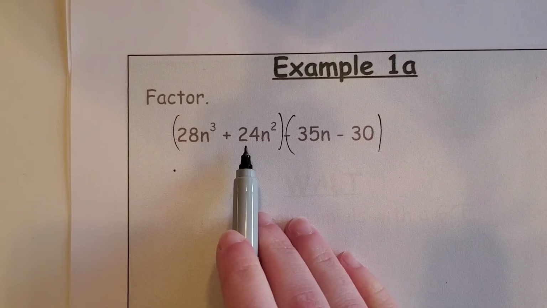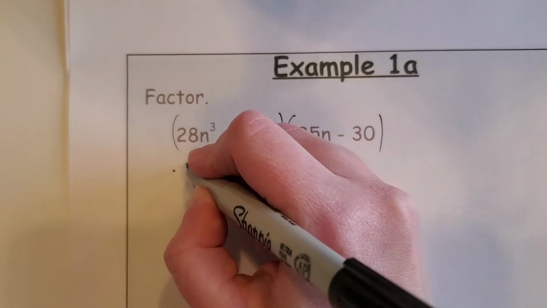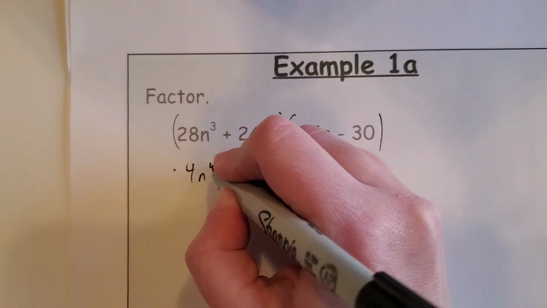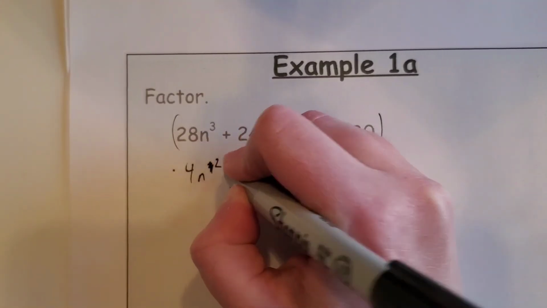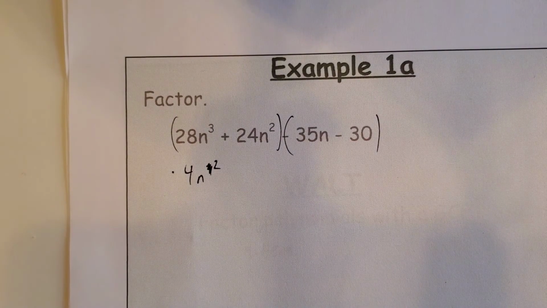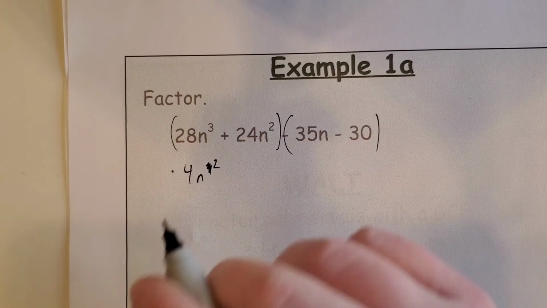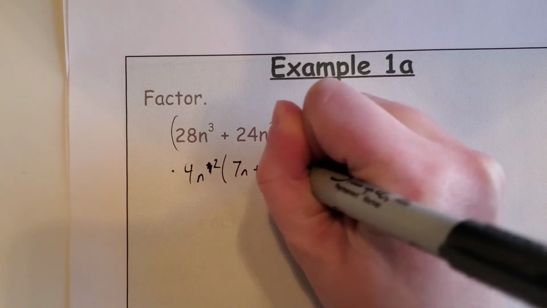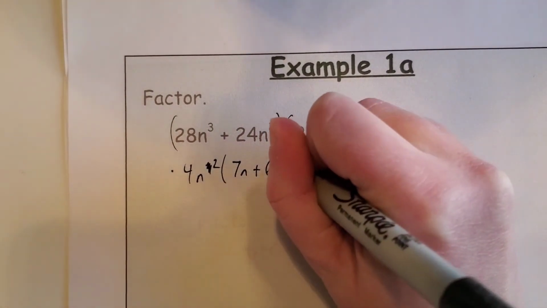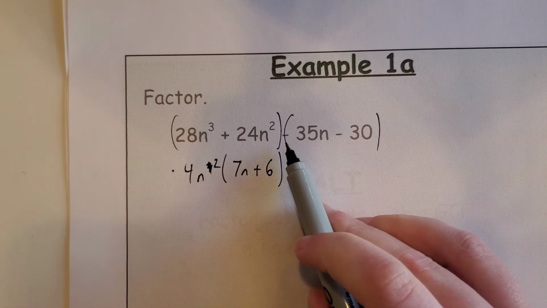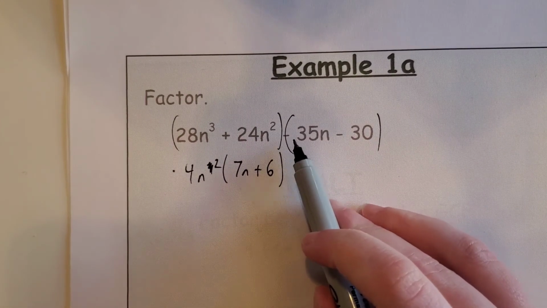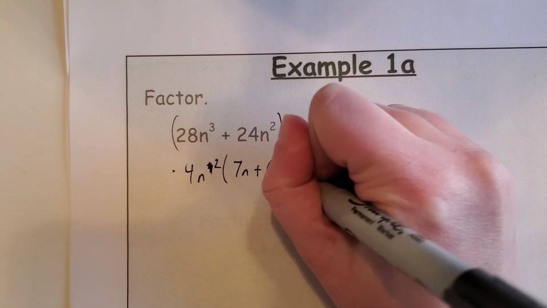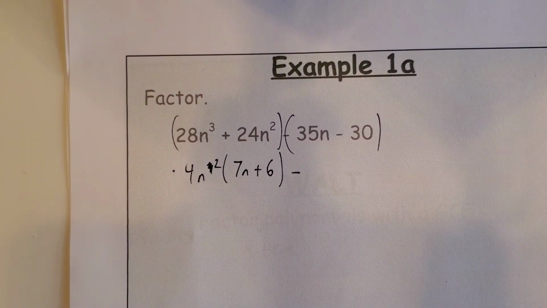28 and 24, what are both of those divisible by? They're divisible by 4, again. So this is once again going to be 4n squared as your GCF for that first group. And what are you left with? 7n plus 6. Now, because that leading coefficient here is negative this time, negative 35, we are going to want to take out a negative as part of our GCF.